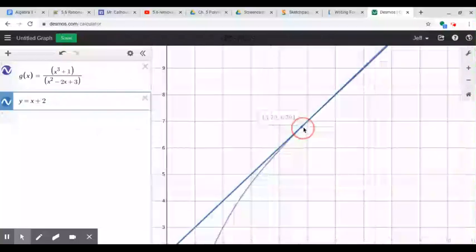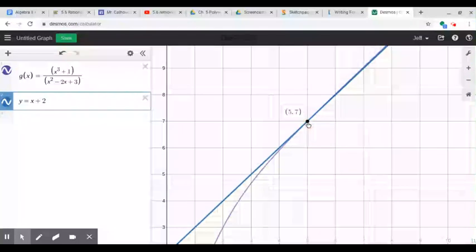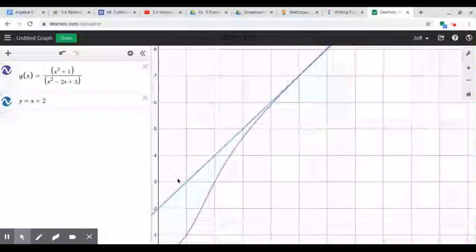And also look here. Our function actually crosses the slant asymptote. So the function can be defined on the slant asymptote. That's something to note.